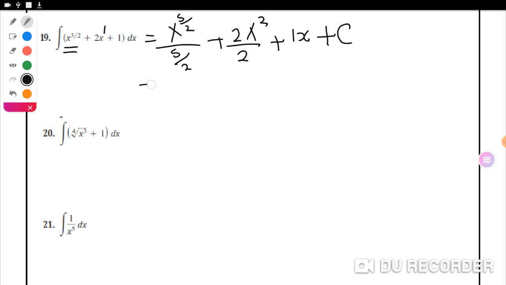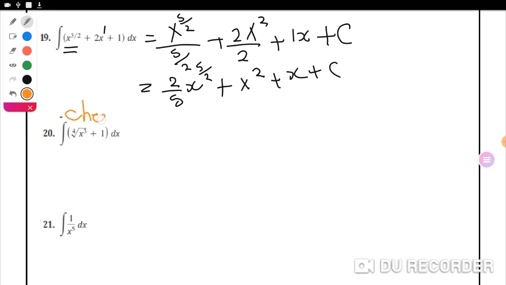Then simplify. Dividing by a fraction means multiplying by its reciprocal. It will be 2 over 5 multiplied by x to power 5 over 2. 2 divided by 2 means 1, so x to power 2, plus x plus c. How to check? As usual, check by differentiating the integral. The result of integration is called the antiderivative.